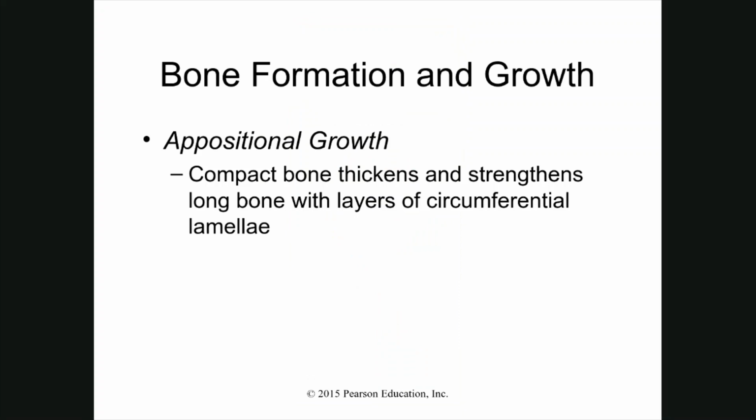So appositional growth really means the thickening of that, and typically you're getting more circumferential lamellae. This occurs when a person reaches adulthood, and the epiphyseal plate is closed. If you give more growth hormone, the bone will get thicker and fatter, for example. Okay.